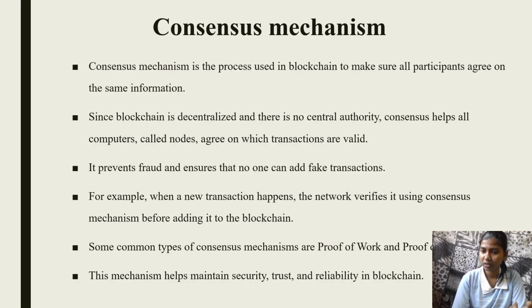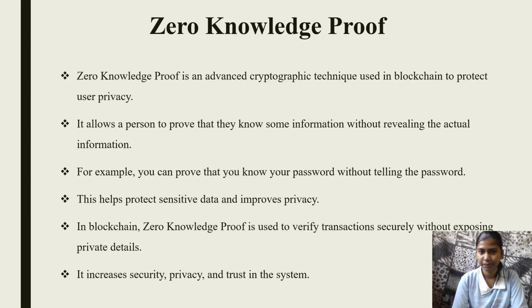So, it increases the surety or integrity of the data. Consensus mechanism is very important. When a new transaction happens, the network verifies it using a consensus mechanism before adding it to the blockchain. This mechanism helps to maintain security, trust, and reliability in the blockchain.